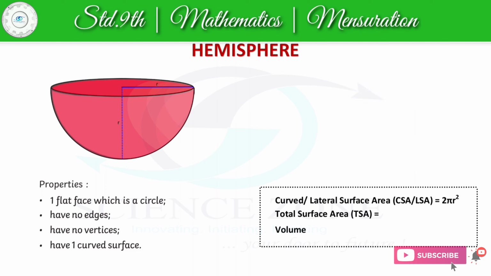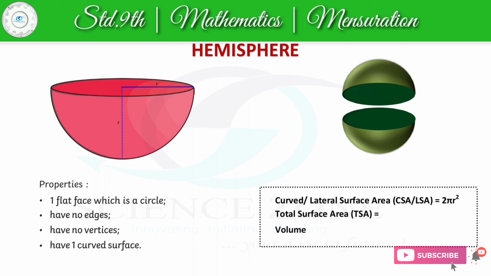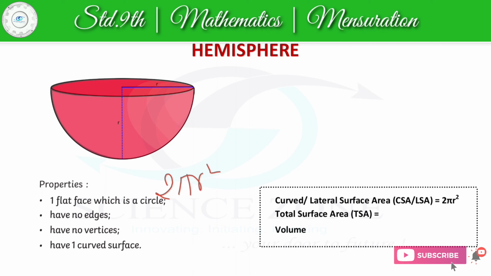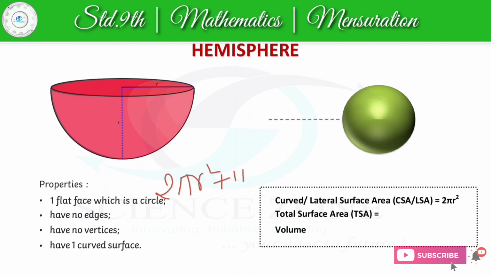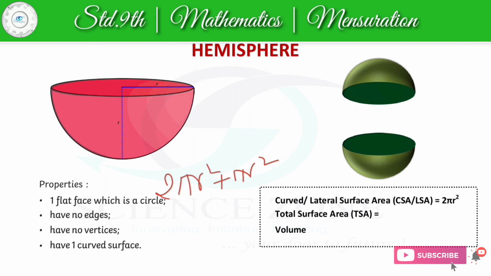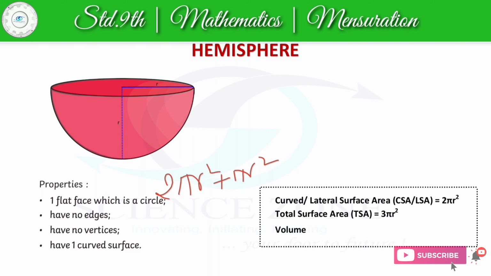Now if we want to find the total surface area of hemisphere, then we have to add the area of base. The base is circle. So in 2 pi r square we have to add pi r square, that is area of circle. Then the total surface area of hemisphere will be 3 pi r square.